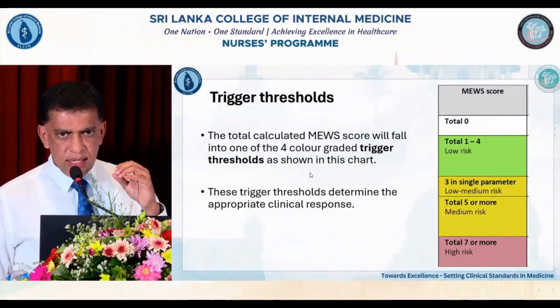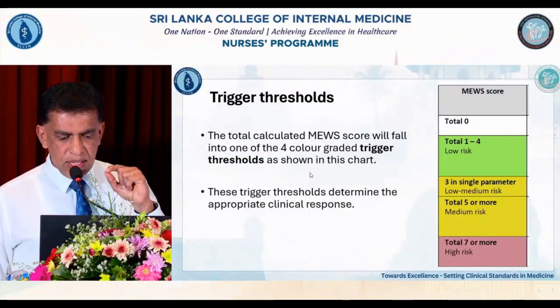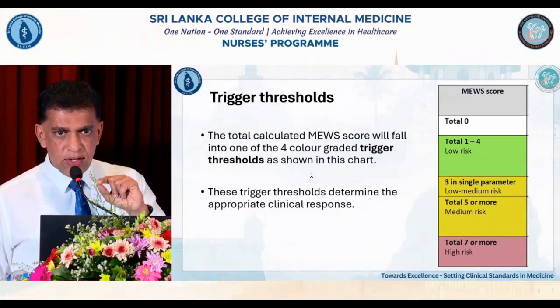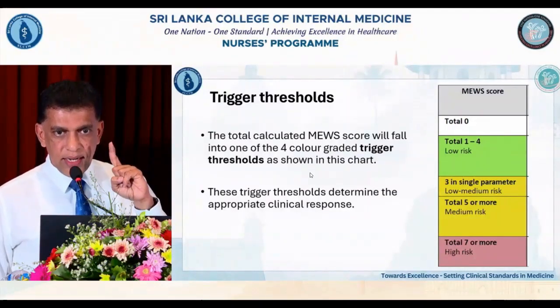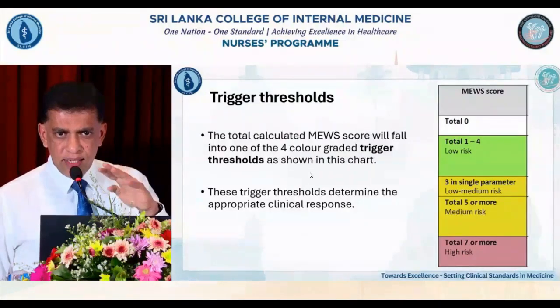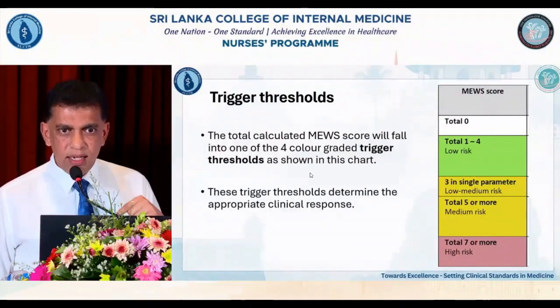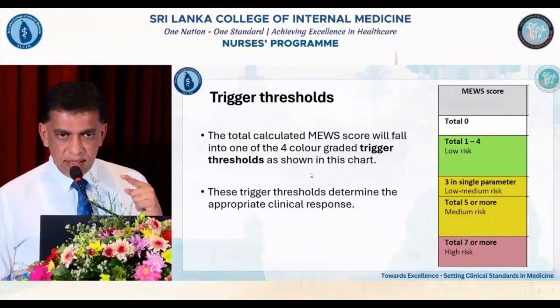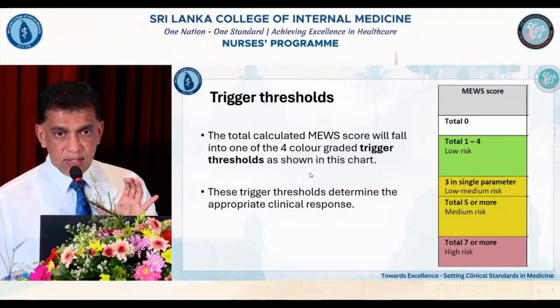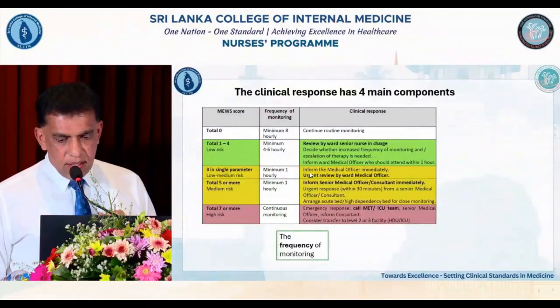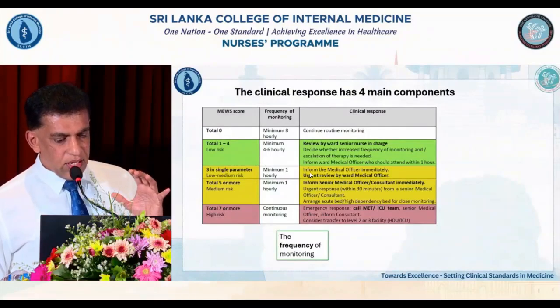So even if the patient has not got 4 marks, if it is one single red, it will fall into low medium risk. Say somebody who is suddenly becoming confused is becoming a low medium risk, and that's something that we need to act upon. So now this is what we call the trigger threshold: low, medium, and high. Then depending on that, we go for the response, the clinical response.